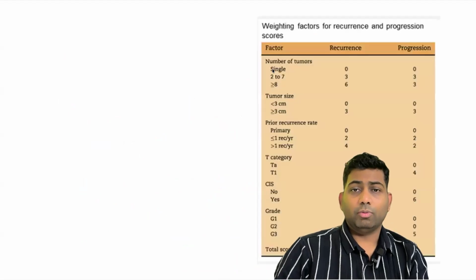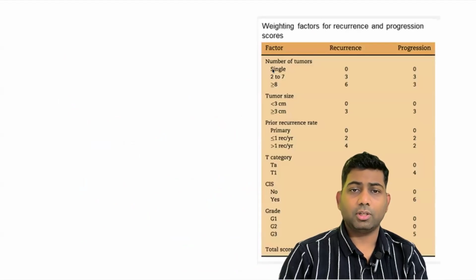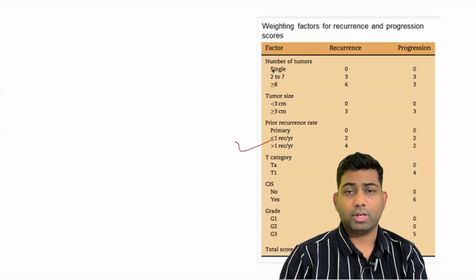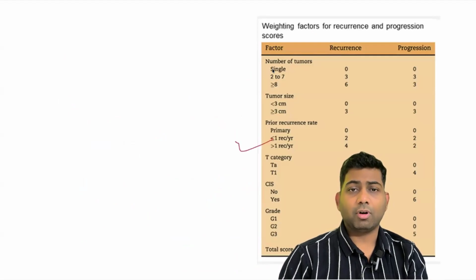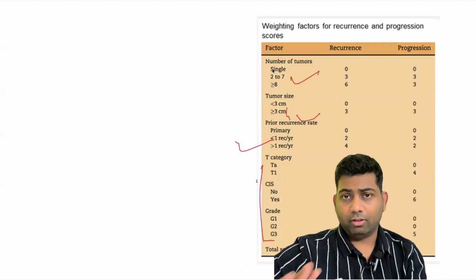Please look at this. This is what we were talking about. We have just changed the sequence. We have brought the progression and prior recurrence rate as number 1 on top. Then we have gone to the number of tumors and the size of the tumor, and then we have made this 3, which you can easily see are contributing to progression. So we are not going to look at this now.